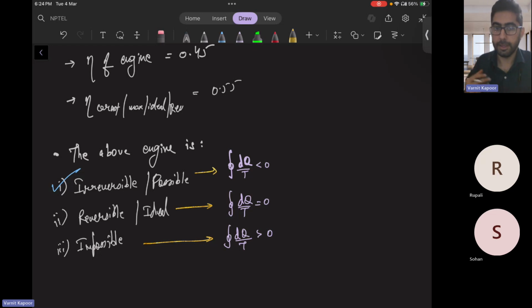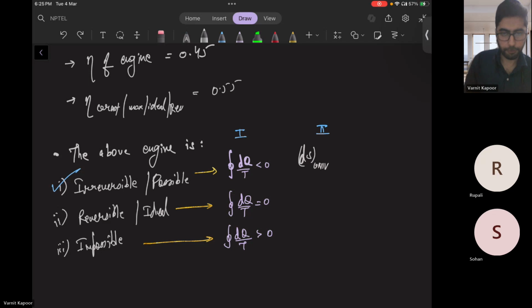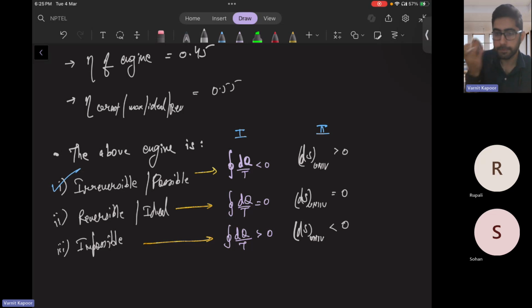Else you can check through the entropy, if you know the entropy of the universe. I'll write the headings. First way is through the efficiency. Second way is through entropy. dS of your universe: you know that for an irreversible or possible thing, the entropy of the universe is always greater than 0. For reversible, it is equal to 0. And for impossible, it is less than 0, which is not possible. Entropy of the universe is either 0 or greater than 0. It cannot be less than 0. We have discussed all these things in detail. Third way is your efficiency, so write that.